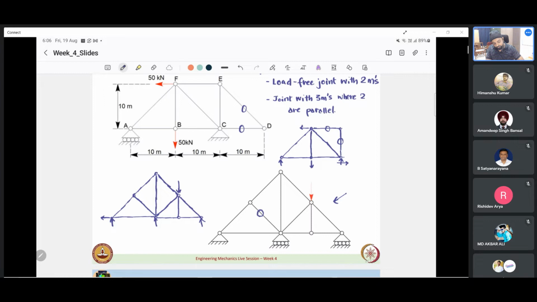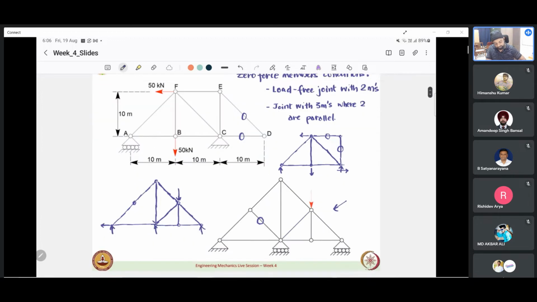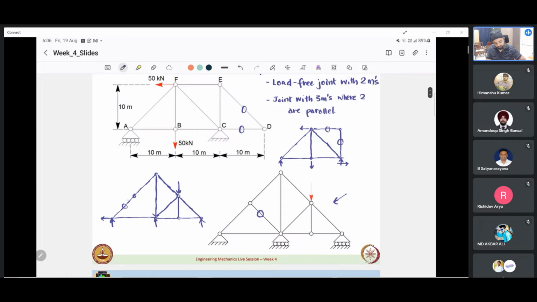Now what we will do is, by that logic, we will remove this member for the purpose of analysis alone. Now some students go to the same joint and reapply that condition, saying that at this joint there are two members connected and this joint is free of any load. So by this first condition, naturally these two also must be 0. This is a condition that we need to take care about because this is a mistake.